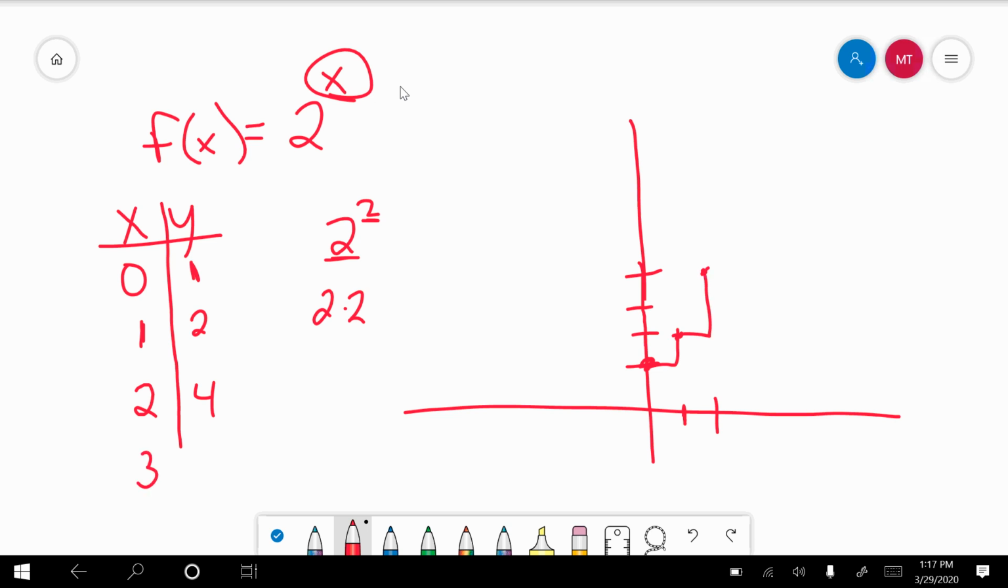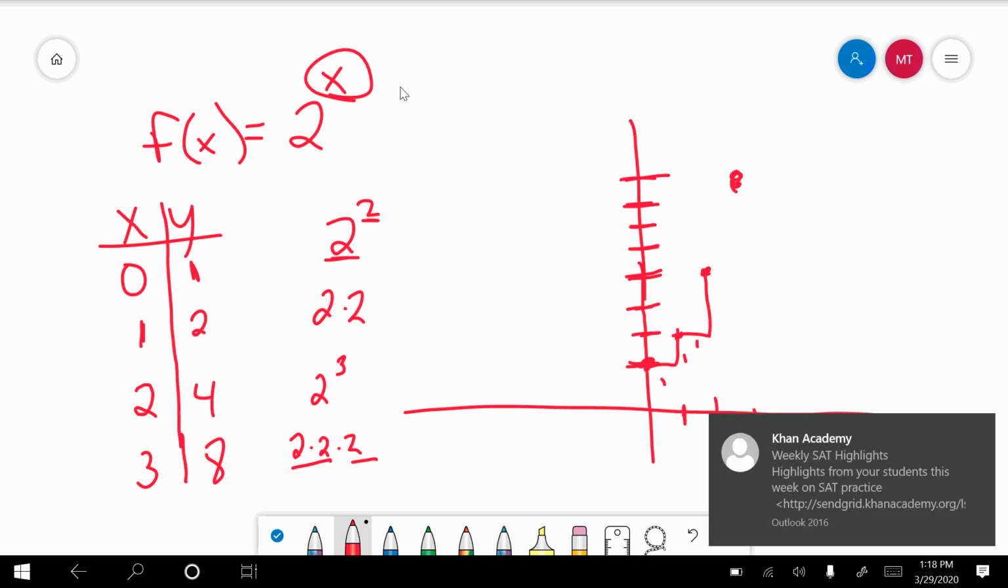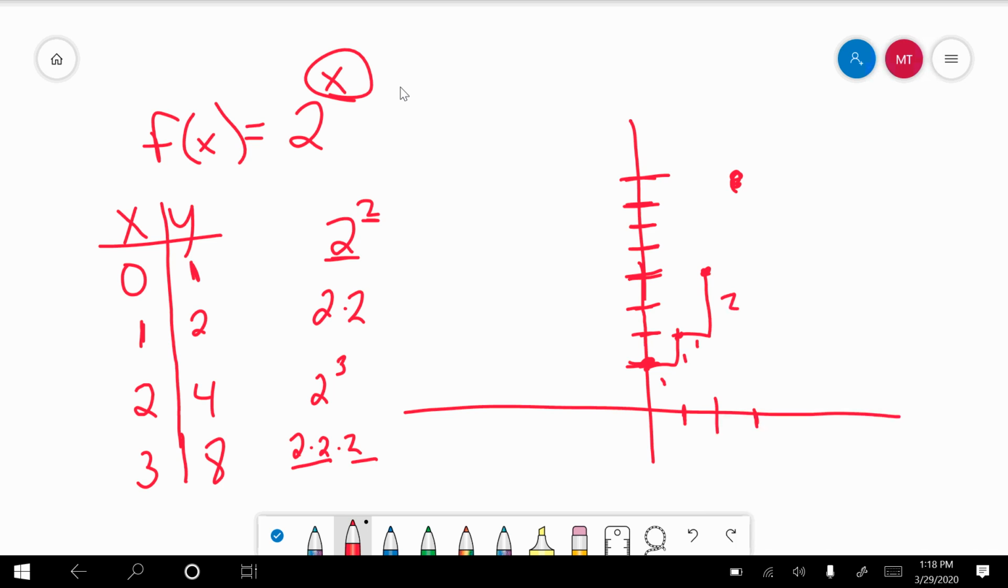If we put 2 to the third power, that really means 2 times 2 times 2, which 2 times 2 is 4, times another 2 is 8. So now we went over only 1, but now we're going up 4 from this point right here, or 8 total. So 1, 2, 3, 4, 5, 6, 7, 8. Now this jump was over 1, up 1, over 1, up 2. This one is now over 1, and we went up 4.